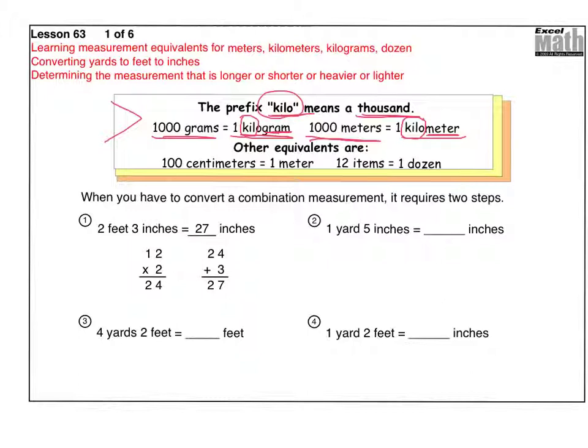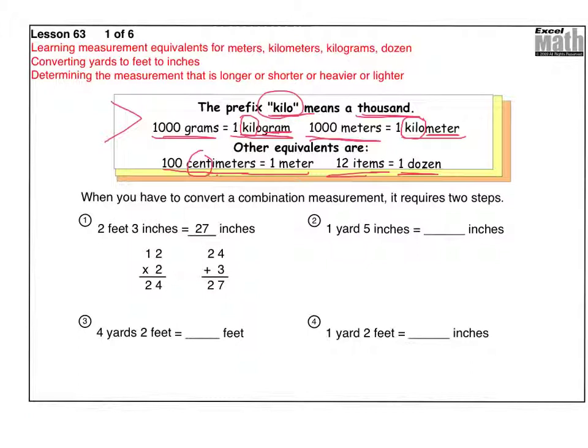Other equivalents, we have 100 centimeters in a meter. Cent is 100, so you have centimeter, meaning 100 centimeters in 1 meter. It's not really 100 meters. And then there are 12 items in 1 dozen. You probably know that from eggs, right? 12 eggs in a dozen.